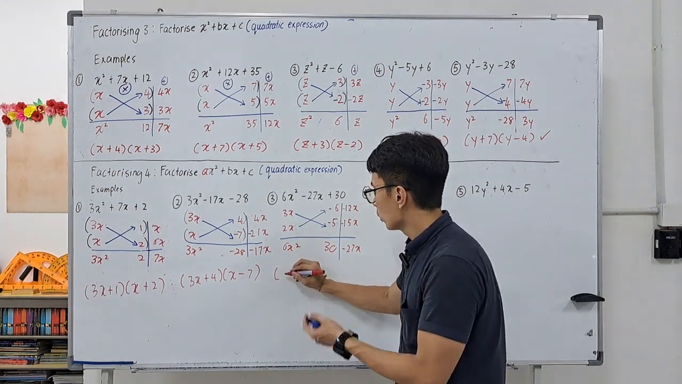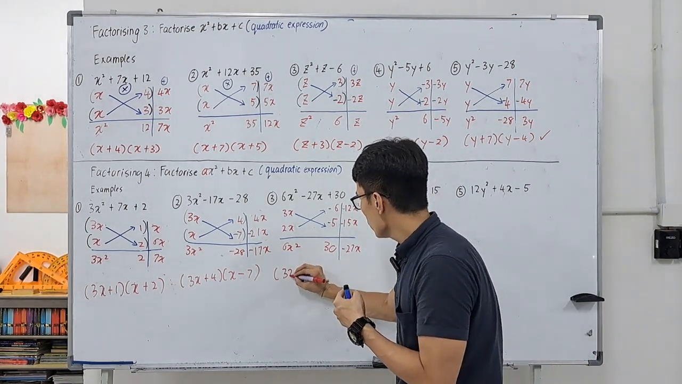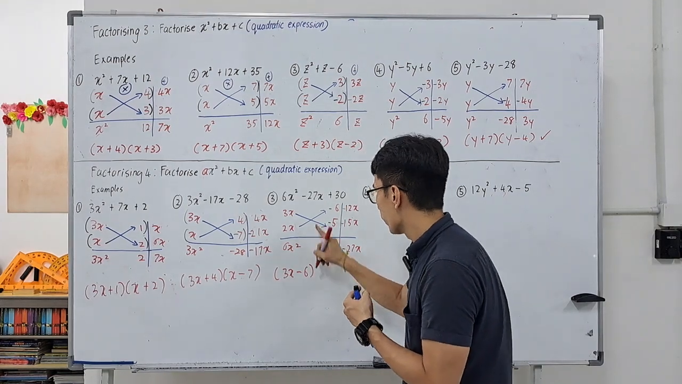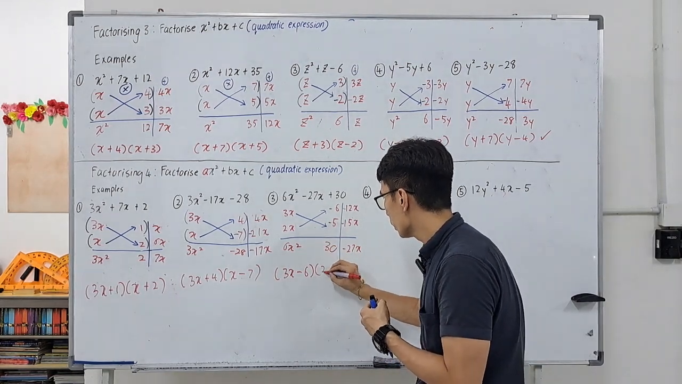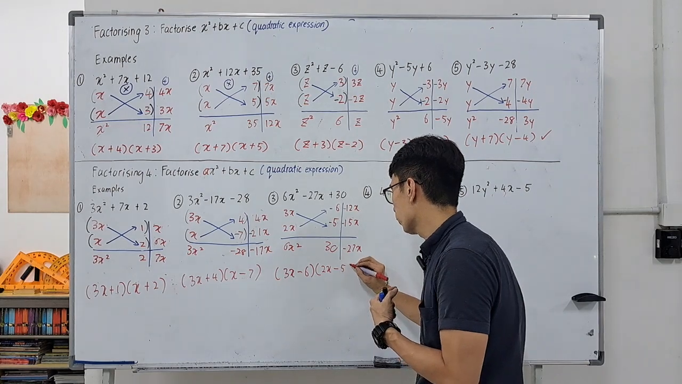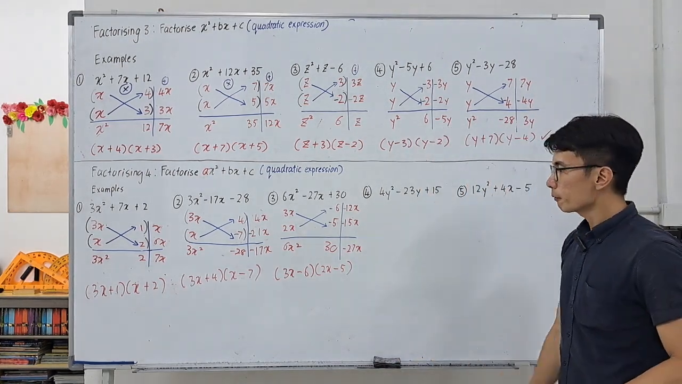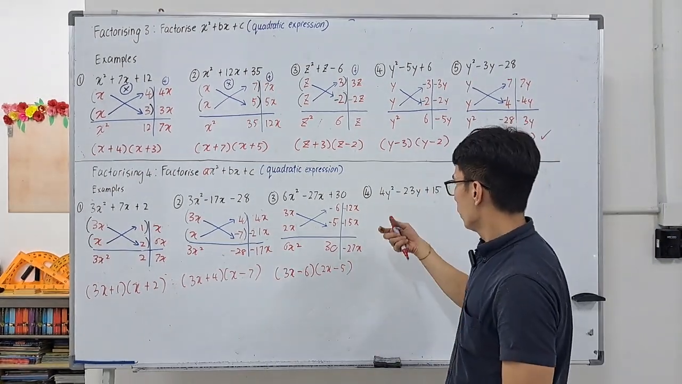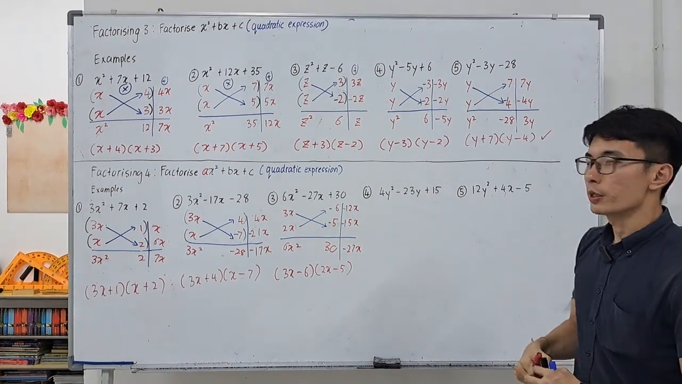So our final answer over here is going to be 3x minus 6, close the bracket, and then I will have over here 2x minus 5. Done. Okay, let's explore 2 more questions over here.